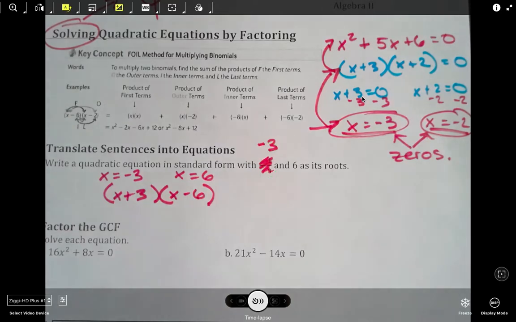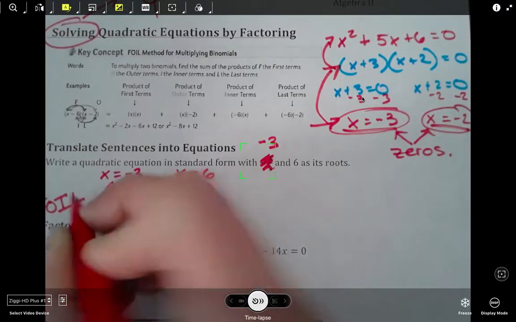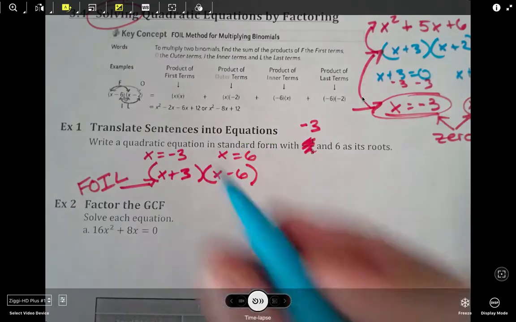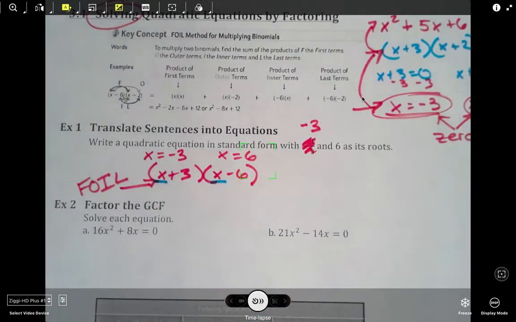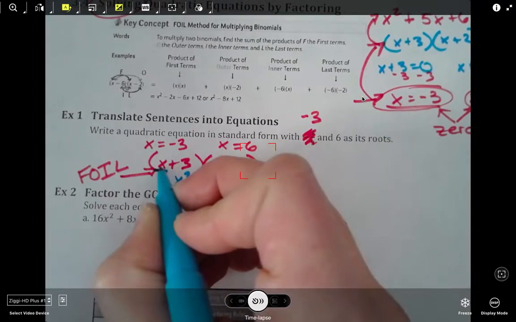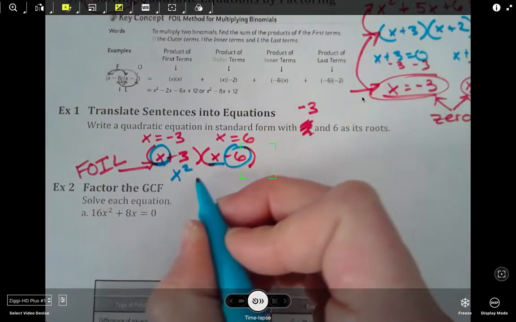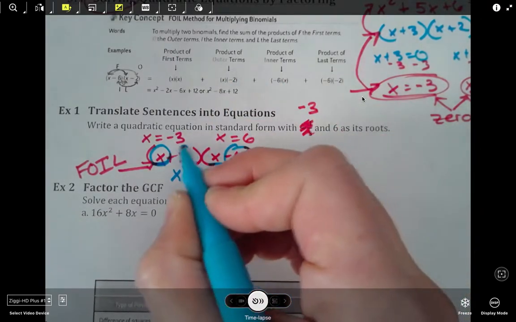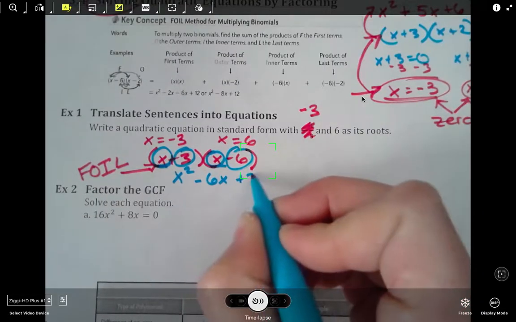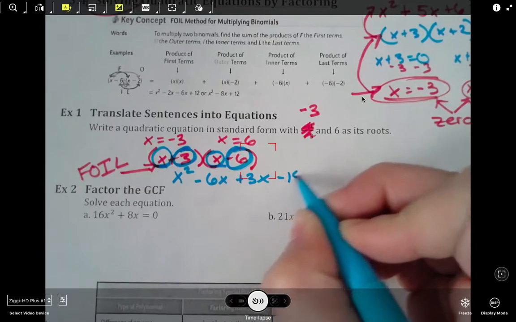You foil, F-O-I-L. At this point, you foil, and then we are almost done. The first piece is x times x, x squared. x times negative 6 is the outside pieces, negative 6x. 3 and x are my inside pieces, plus 3x. And 3 times negative 6 is negative 18.